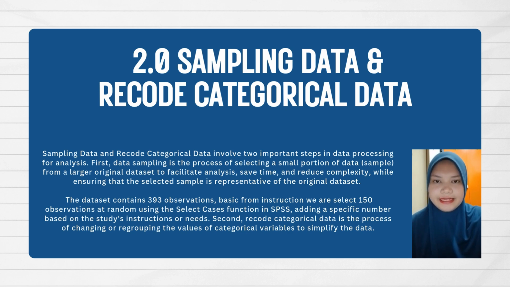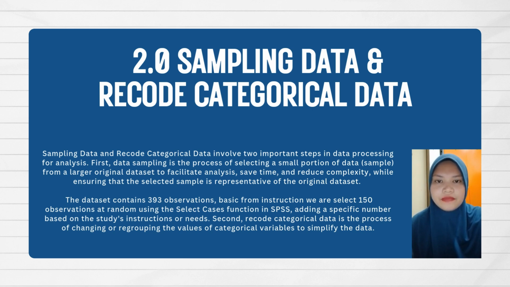Next, sampling data and recode categorical data involve two important steps in data processing for analysis. First, data sampling is the process of selecting a small portion of data samples from a large original dataset to facilitate analysis, save time, and reduce complexity, while ensuring that the selected sample is representative of the original dataset. The dataset contains 393 observations based on instruction.